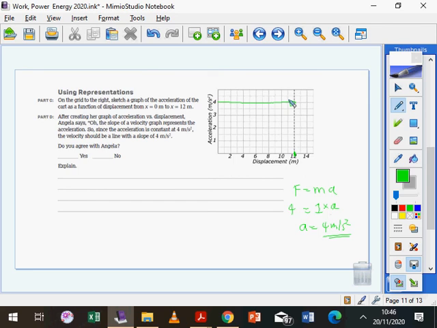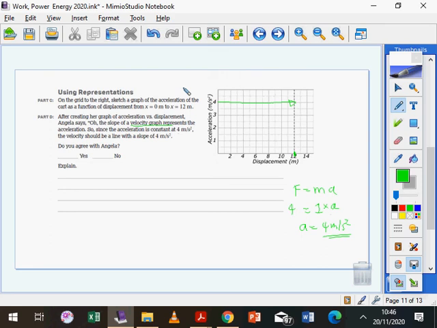a VT graph represents acceleration, which is correct. Slope of a VT graph represents acceleration. So since the acceleration is constant and is 4 meters per second squared, the velocity should be a line with a slope of 4 meters per second. Do you think Angela is correct?